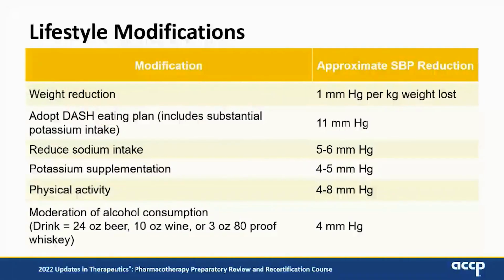When we are managing hypertension, lifestyle modifications, of course, are going to be the backbone, the thing to do first. And we know that weight reduction and diet probably have the most impact in terms of diet and lifestyle modifications to help lower blood pressure. But reducing sodium intake, potassium supplementation, being active, and moderating alcohol consumption all also have pretty significant impacts on blood pressure.